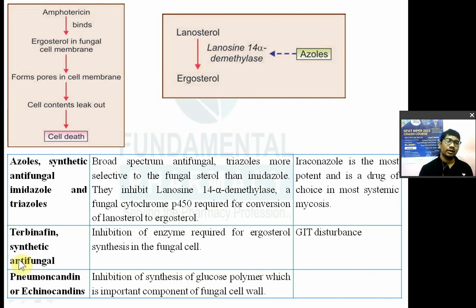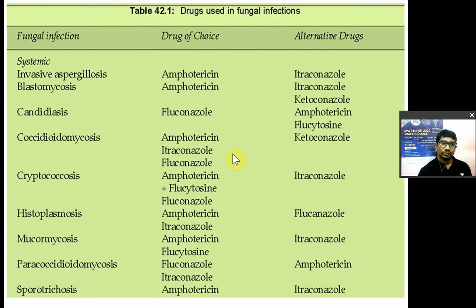mycosis. Now terbinafine, a synthetic antifungal. Again, it is a synthetic antifungal. It inhibits the enzyme required for synthesis of ergosterol in the fungal cell. It causes GI disturbances. Then pneumocandins or echinocandins. In echinocandins, pneumocandins, caspofungin and others come. They inhibit the synthesis of glucan polymer. Glucan is a glucose polymer, an important component of the cell wall of fungus. Okay, now we'll see the next part.